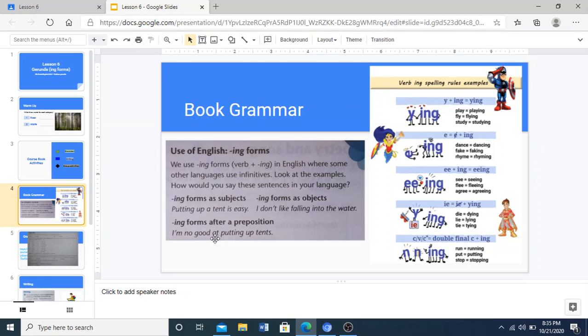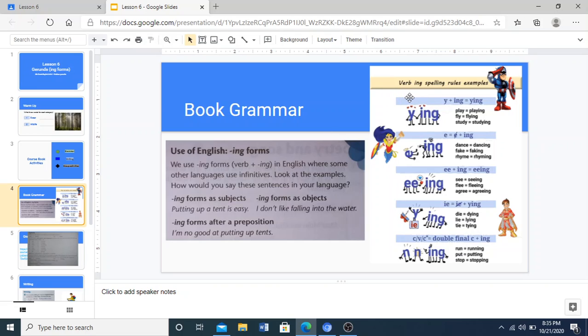I'm no good at putting up tents. Okay, this here talks about ability. So, I'm no good at putting up tents. The word "at" is a preposition, and you can see here the gerund comes after it: putting. So here we have seen three uses of gerunds, and generally -ing forms of verbs are called gerunds.